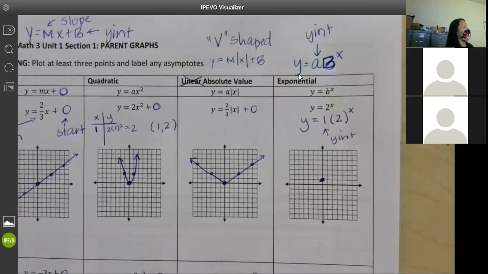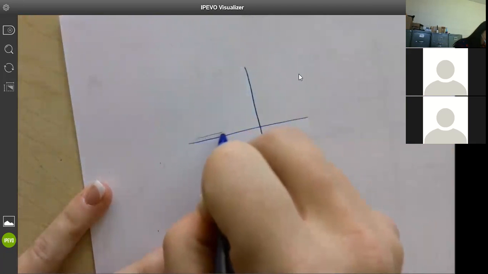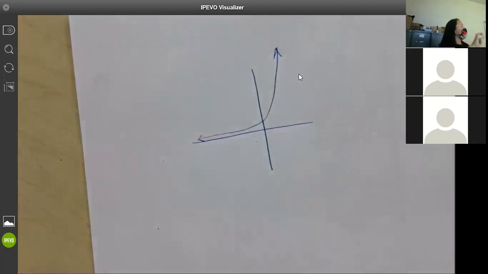So Math 1, we had exponentials. Remember, I call them the Nike check graphs. So when you graph an exponential, I'm going to flip my notes over for a minute so you guys can just see this. It's going to come really close to 0, and then it's going to shoot up really fast. Okay, so it kind of swoops.